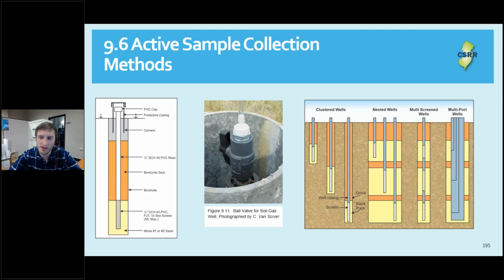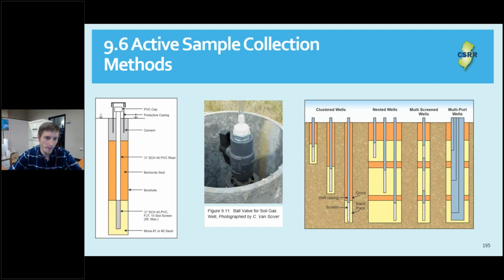The third image shows an example of some of the wells that are used. You have clustered wells, which are individual wells at different depths, placed close up to each other. Then you have nested wells, which are individually screened probes within one well at different depths, divided by bentonite. You also have multi-screen wells, which is one probe in one well with multiple screens, which you need to use a packer system for.